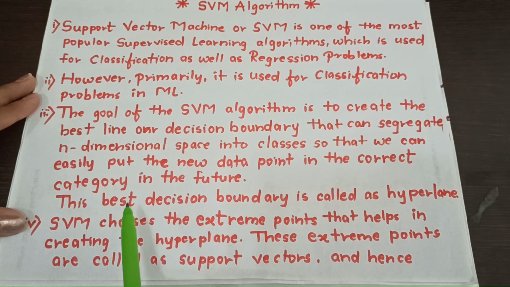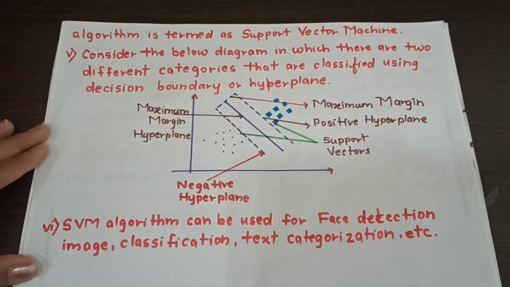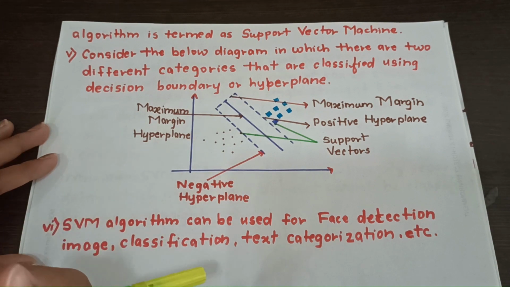This best decision boundary is called the hyperplane. SVM chooses the extreme points that help in creating the hyperplane. These extreme points are called the support vectors, and hence the algorithm is called the support vector machine algorithm. With the help of this diagram we will better understand what SVM does.